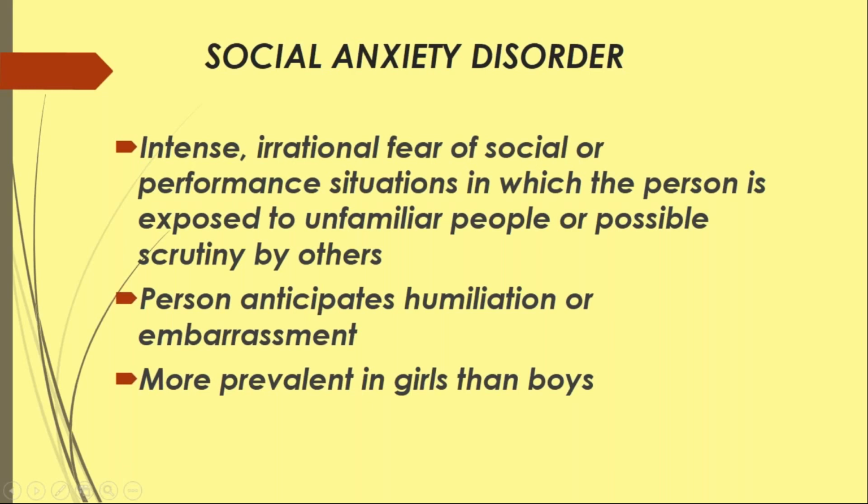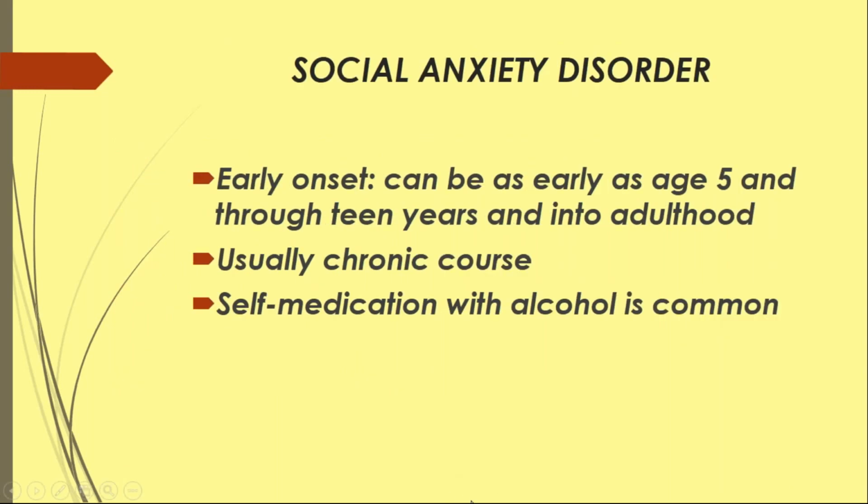These individuals anticipate humiliation and embarrassment. It is more common in females than in males. And we can see the onset at a fairly young age and often persists through teen years and into adulthood. There's usually a chronic course, and as individuals with social anxiety get older, we will see that they will self-medicate with alcohol. Alcohol seems to make them relax and they're more comfortable going into social situations, but it's not a very effective coping mechanism.